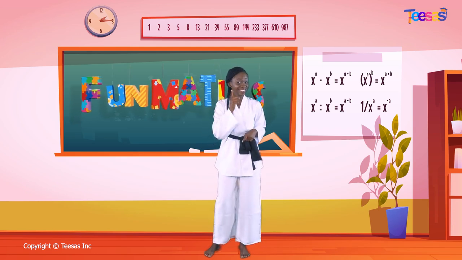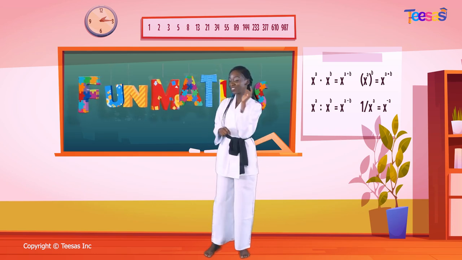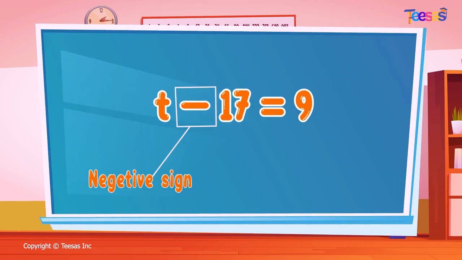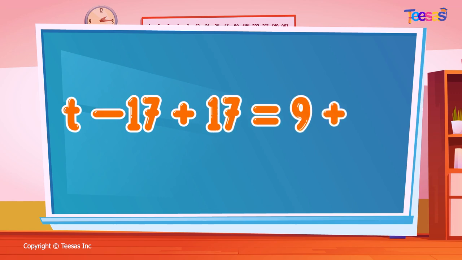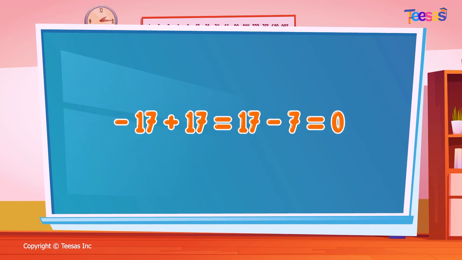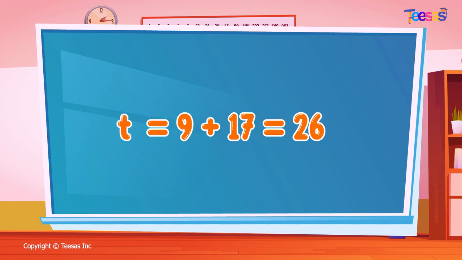Oh, you're asking how I know that's right? I'll tell you. It's because it has a negative sign in front of it. This gives T minus 17 plus 17 equals 9 plus 17. Minus 17 plus 17 is the same as 17 minus 17, which is 0. T equals 9 plus 17, which is 26.